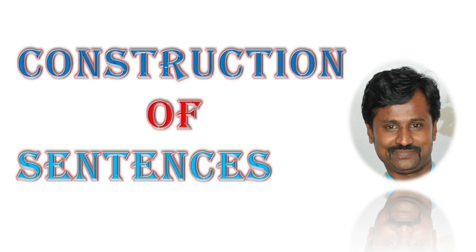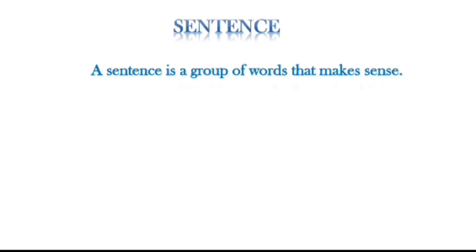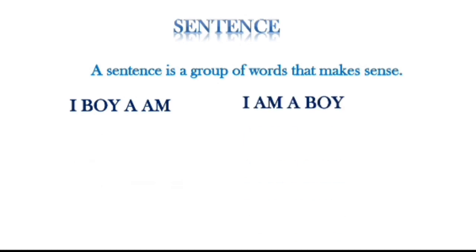Now let us begin. Before going to the construction, let us have a quick glance at the sentence, subject, verb and object, and a few little things. Okay, sentence. A sentence is a group of words that makes sense. "I boy" doesn't make any sense. So a group of words which has complete sense, see here, "I am a boy." It gives a complete meaning. That is the meaning of sentence. A sentence is nothing but a group of words which gives a meaning.